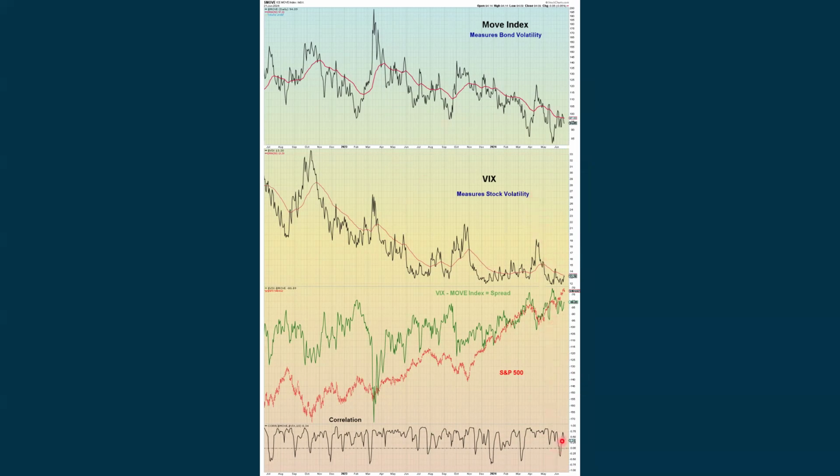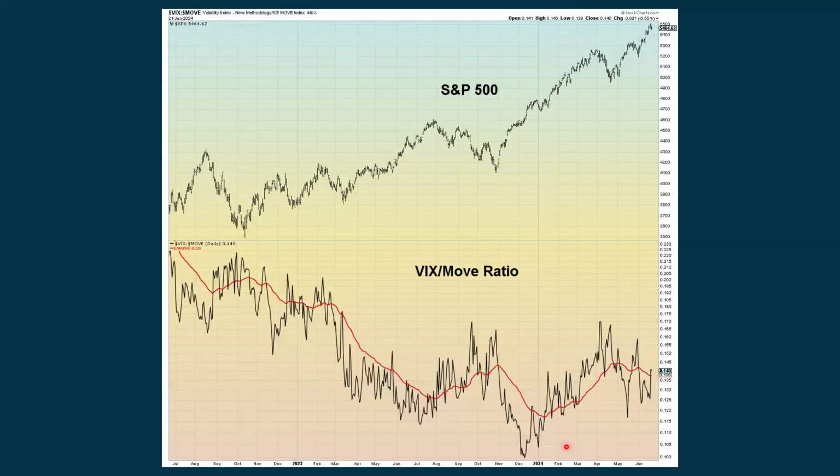They had been showing a pretty strong correlated relationship. So the volatility in the bonds was going up or down as volatility in the stocks was going up and down, pretty much in tandem with each other. We've backed off of that a little bit now as they're getting a little bit disconnected on a volatility basis. And we look at a ratio between the VIX stocks and the move index bonds and do a ratio there.